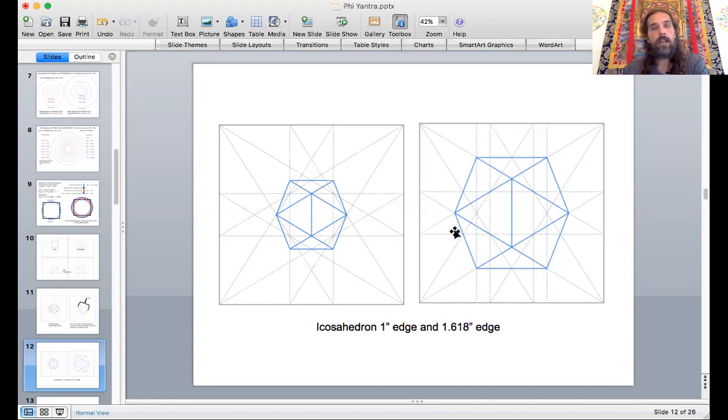It just so happens that when you do that same thing over here, you can do it easily with the 1-inch edge, and that will fit in a 1-inch edge there. And there's your two versions of the icosahedron. Later on, I'll show you can create the icosahedron that fits within the whole square easily too.